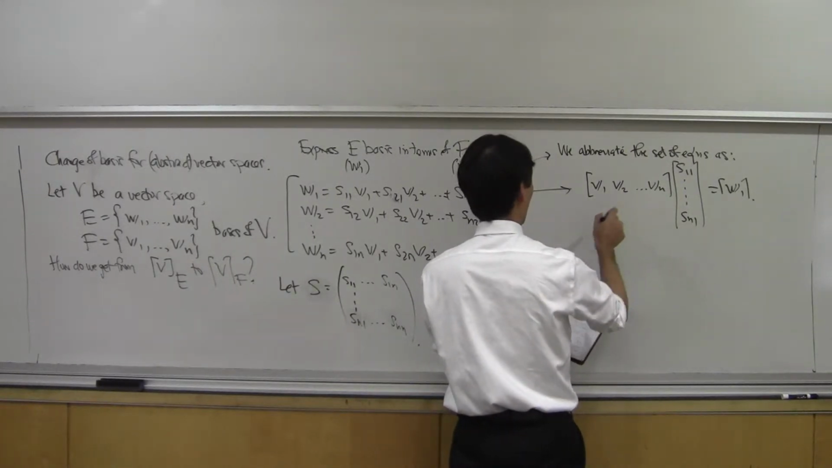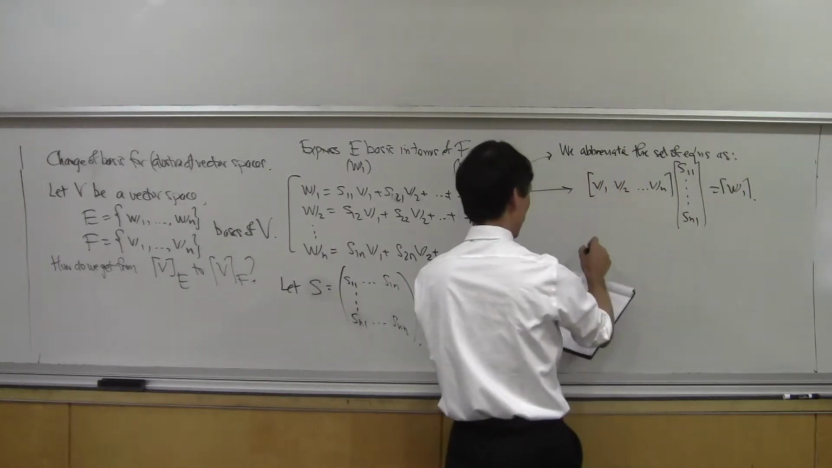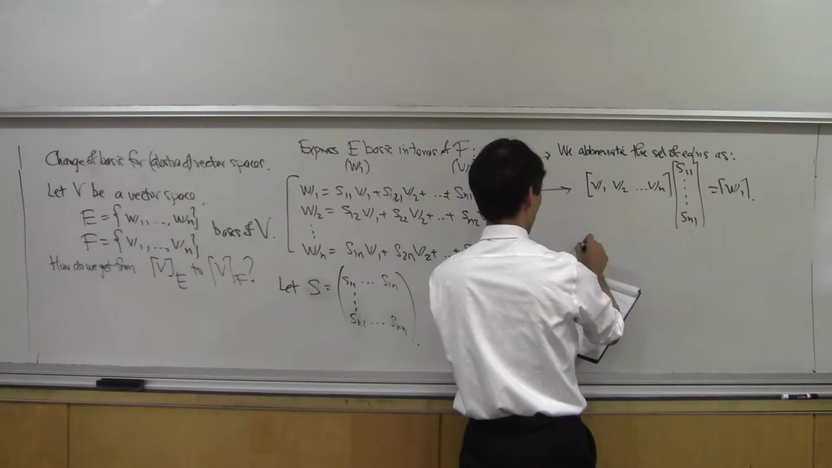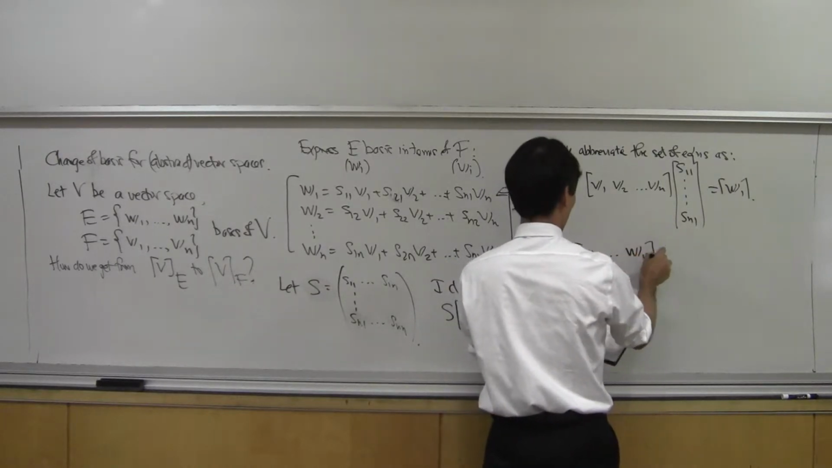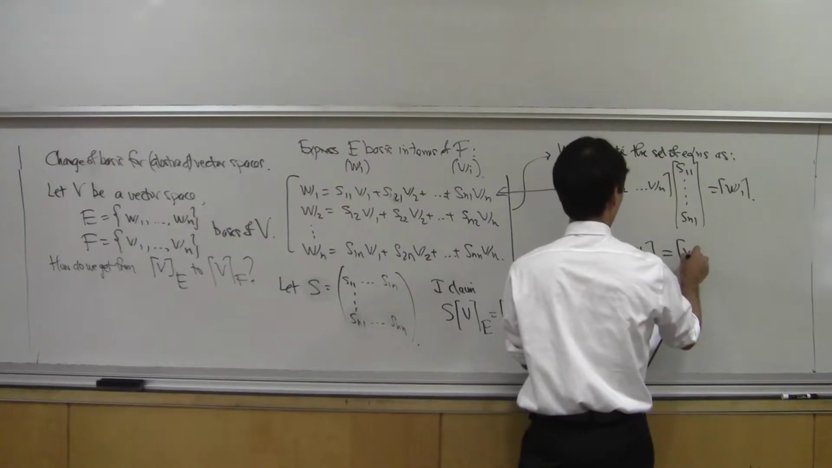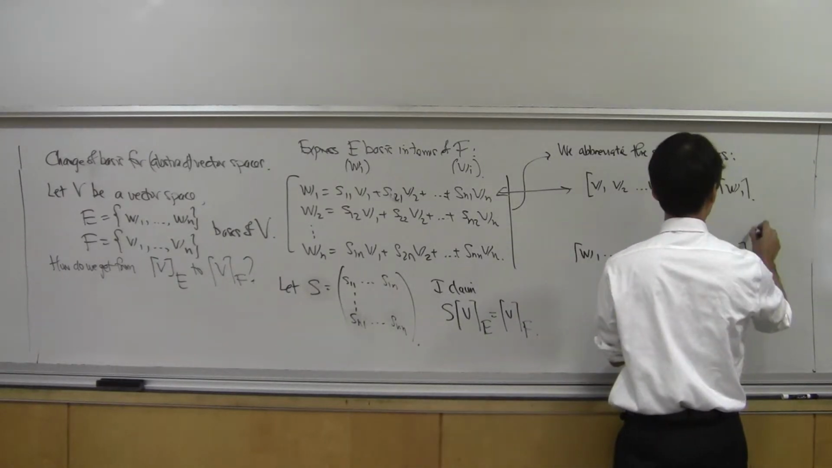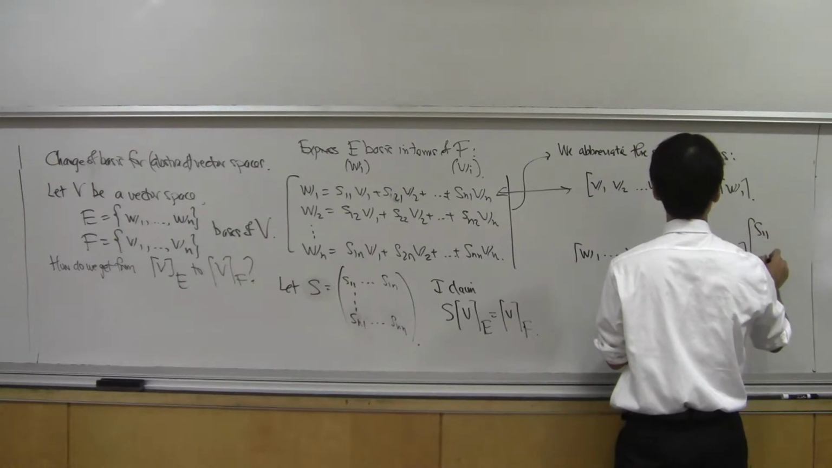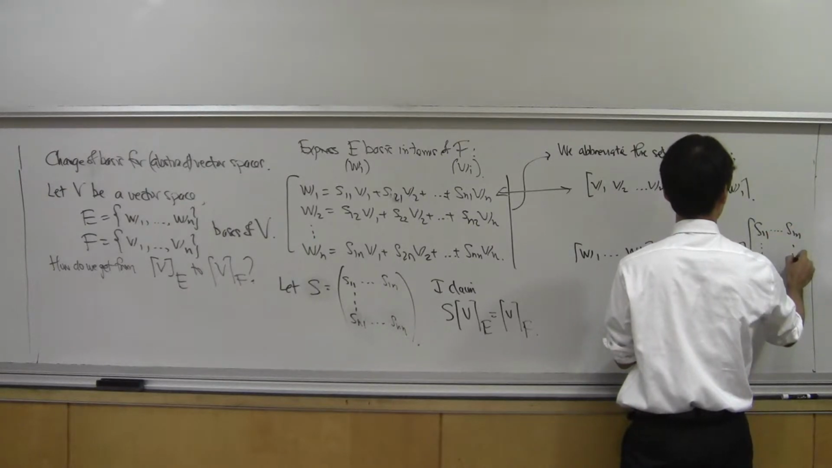So we abbreviate the whole thing like this: w1 through wn equals v1 through vn times the matrix with entries s11, sn1, s1n, snn.